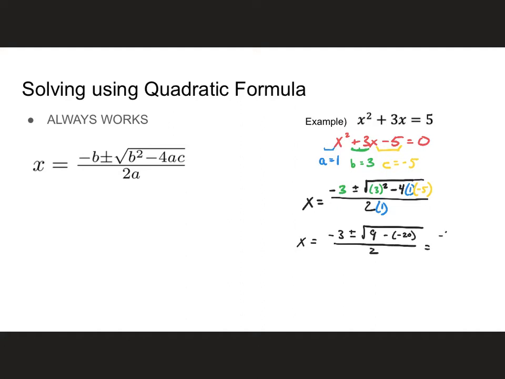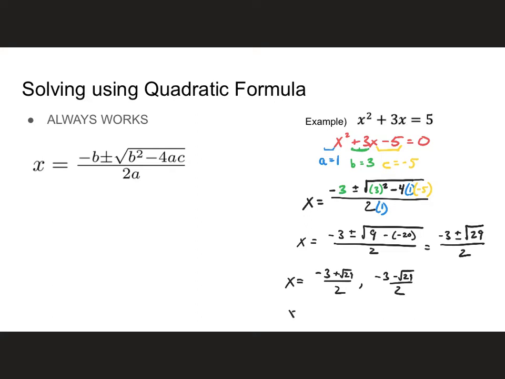Now, I will go ahead and do that math in there. So 9 minus negative 20 is the same as adding 20. That'll give me the square root of 29 there. And my answer is negative 3 plus or minus the square root of 29, all over 2. This gives me two crazy decimal answers, but that's okay. The answer is negative 3 plus the square root of 29 over 2, and negative 3 minus the square root of 29 over 2.